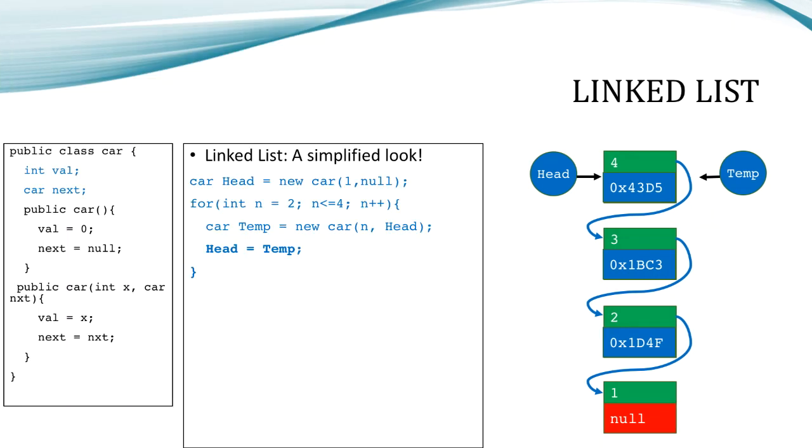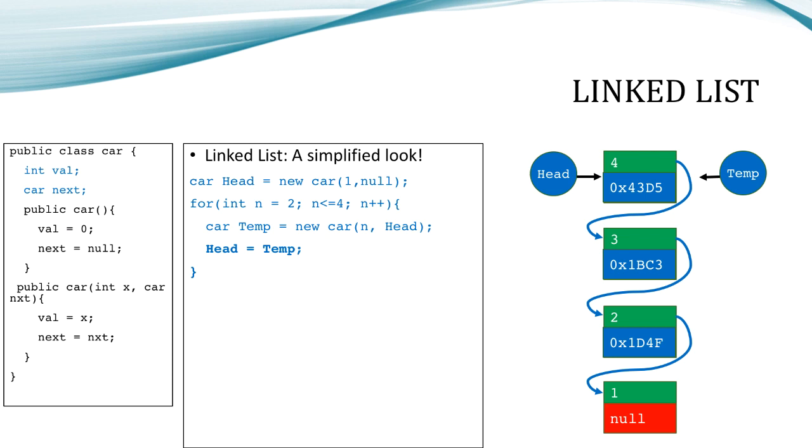Alright, let's make a small modification to our code. If you look on the left side, the code for the class, I have defined another constructor. This time it's an overloaded constructor with 2 parameters, integer x, which is initializing the value in the object, and car nxt, which is initializing the value next within this object. I'm going to exploit this constructor to write simpler and shorter code. So all the code that we've seen in the previous slide could be replaced by these 4 lines of code in front of you.